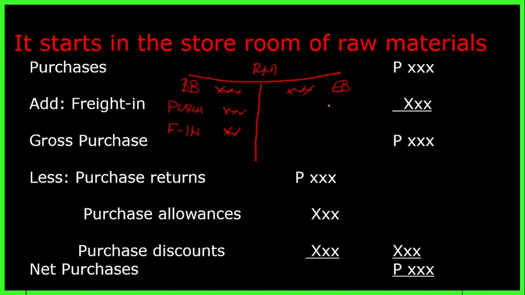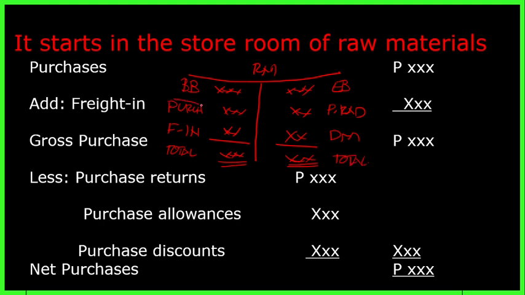Anyway, so you have here your purchase, returns, allowances, and discounts. So, if you get the total on this side, less the total on this side, syempre may difference yan, you will now have your direct materials. Ayan, so you have here your total. Ito na yung computation ng net purchase.